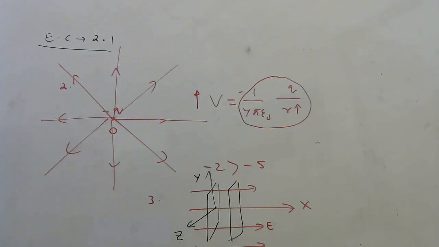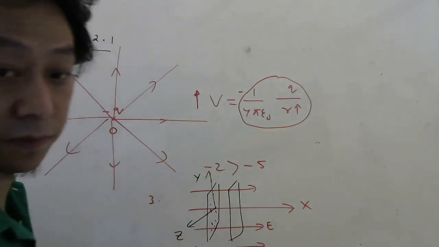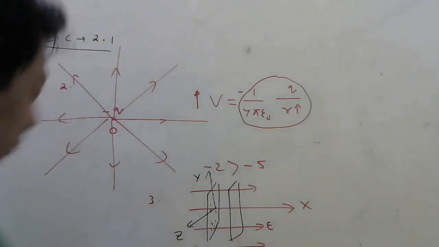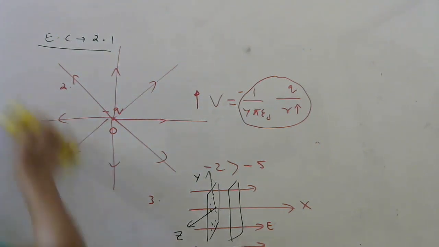That means all these points will be at the same potential. Understood or not? They are perpendicular to the field lines. So just remember, equipotential surfaces are perpendicular to electric field lines. If the electric field is along the x-axis uniformly, then your equipotential surface will be the yz plane, because it should be perpendicular. Let us now see question number 4. Very nice and interesting question. Concentrate.